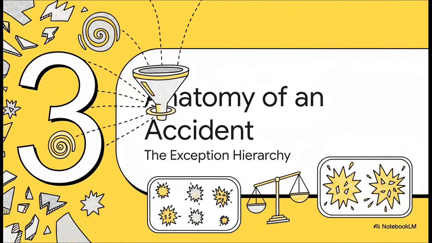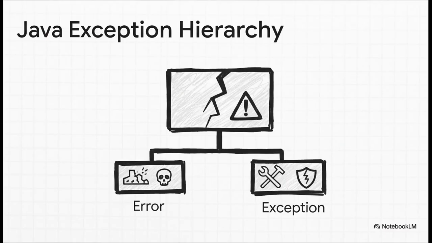All right, we've got our tools. Now let's talk about the anatomy of the accident itself. We need to understand the different kinds of problems we might face because, trust me, not all exceptions are the same. Okay, so at the very top of the hierarchy, we have the Throwable class. Everything that can go wrong at runtime is a child of this. And it has two main kids you absolutely have to know about: Error and Exception.